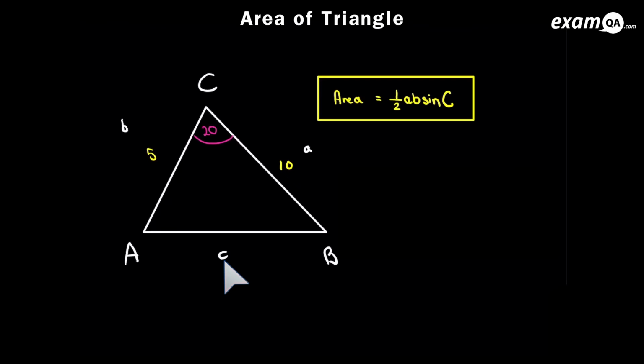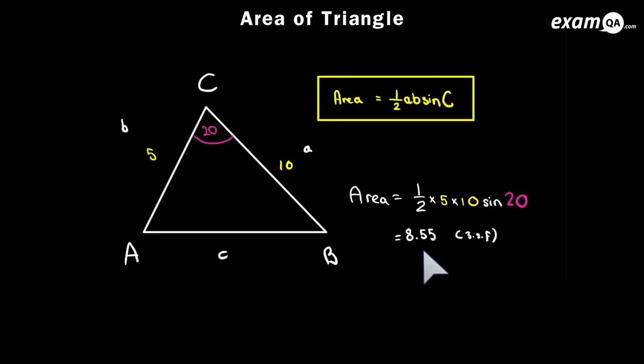And the next step is simply fill in the formula. So you have area equals half times 5 times 10 times sine 20. And that gives us 8.55 to 3 significant figures. And it's as simple as that.